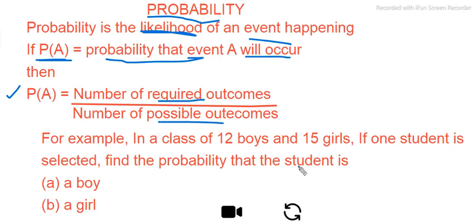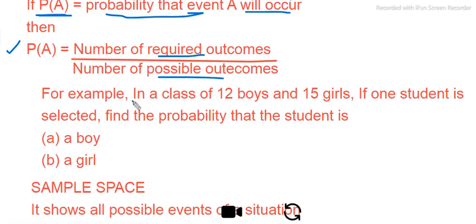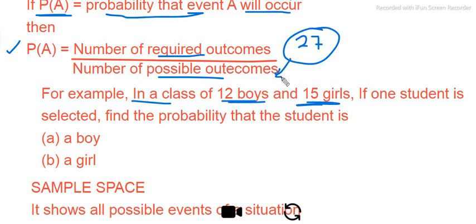Let me give an example to illustrate this. For example, in a class of 12 boys and 15 girls, how many students are we going to have in the class altogether? We are going to have 27 students in total. Are you with me? So that represents the possible outcomes.